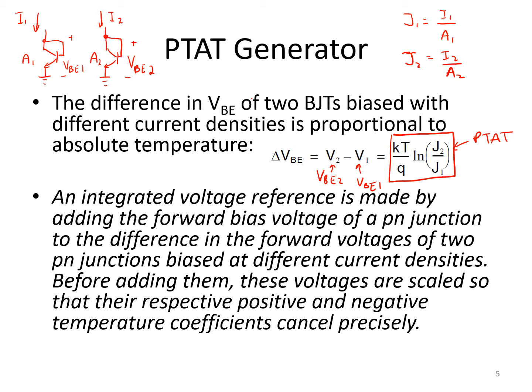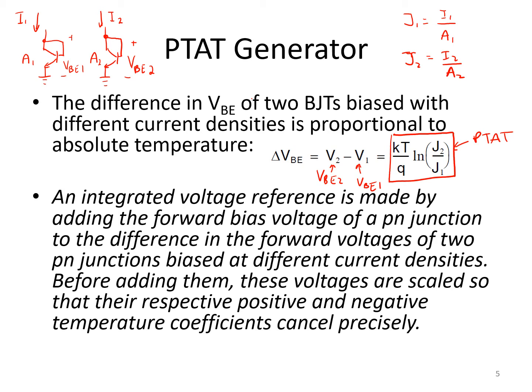So in summary, an integrated voltage reference is made by adding the forward bias voltage of an individual PN junction to the difference in the forward voltages of two PN junctions that are biased at different current densities. And just remember that before we superimpose or add these two voltages, we should scale them in such a way so that their respective positive and negative temperature coefficients cancel precisely.